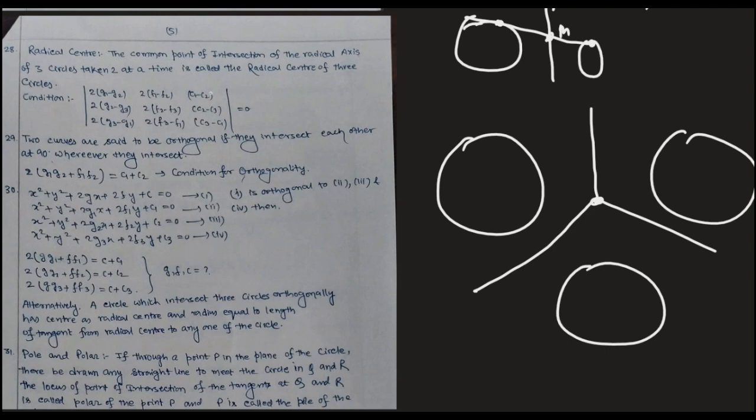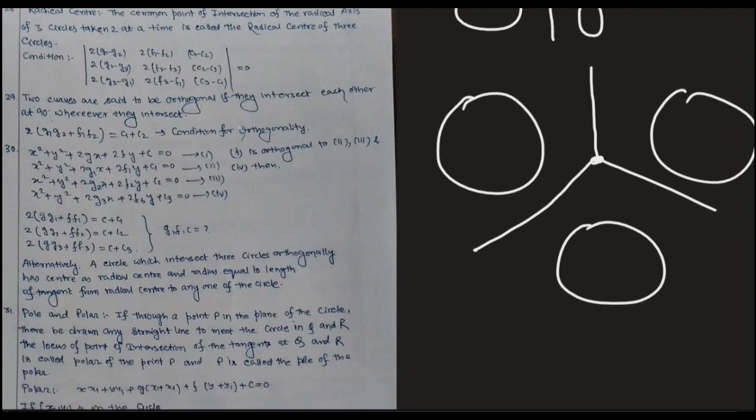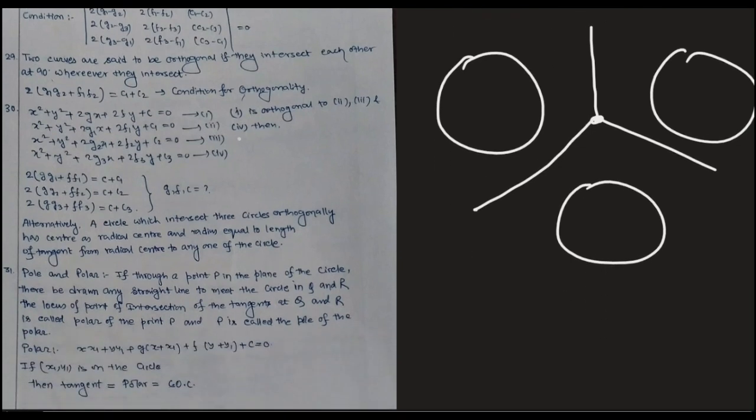Now what will be the condition of this? 2 into (G1 G2 plus F1 F2). So take the constant G1 and the constant G2, multiply them. Similarly F1 F2, multiply them. 2 times (G1 G2 plus F1 F2) is equal to C1 plus C2. This condition is known as the condition of orthogonality.